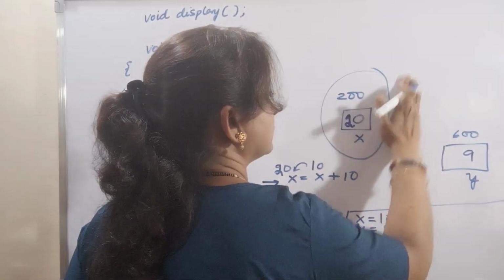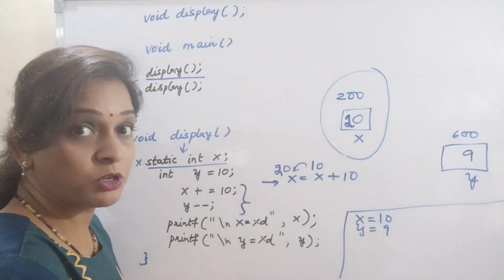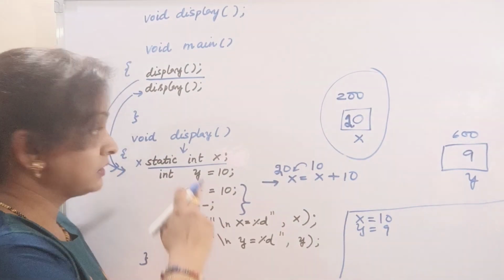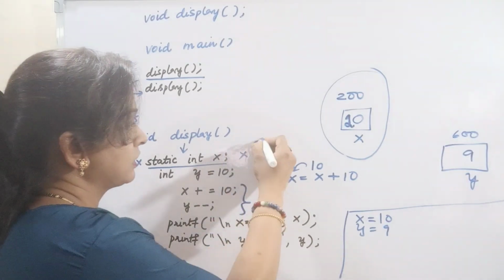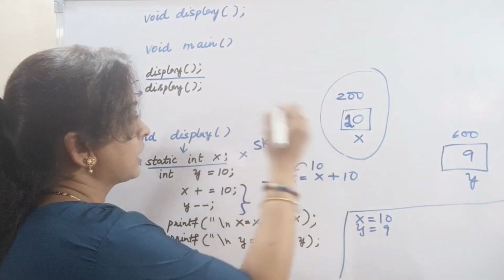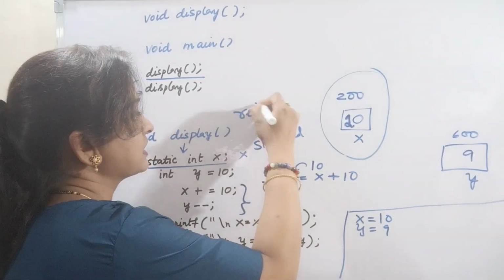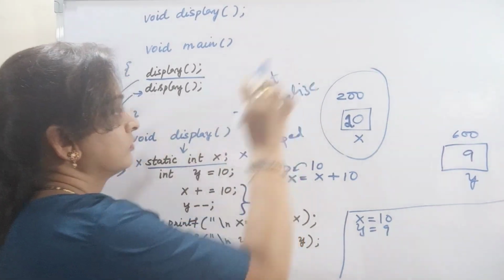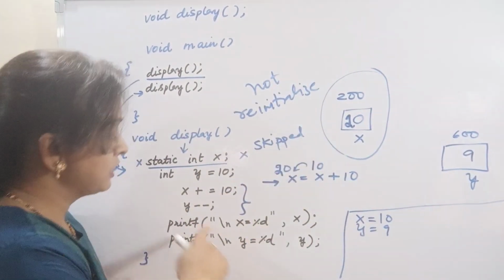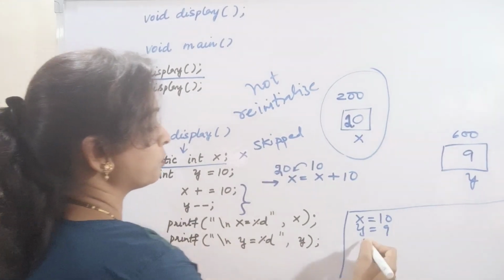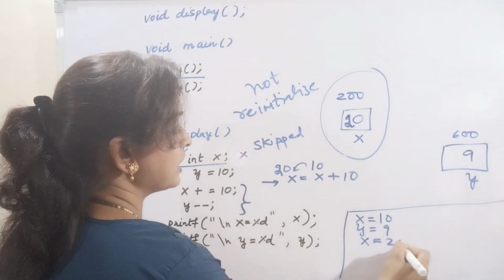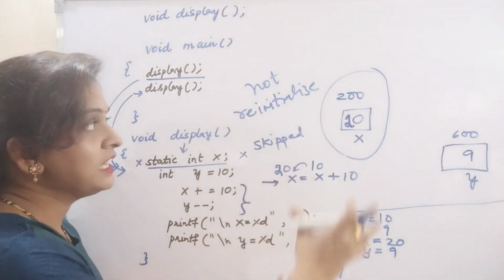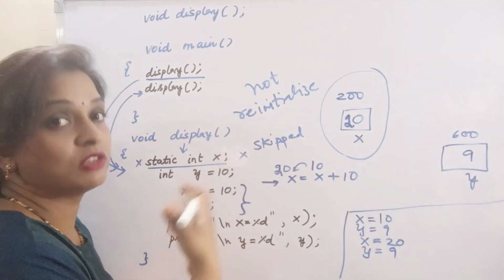This will not be there. This will be vanished. But x is not vanished because it's a static variable. y has vanished. Once again I enter the display function. This statement has been skipped because I should not reinitialize the static variable. So x is like that only. So y is 9. Now when I print x, it is 20, and when I print y, it is 9. So the lifetime of the static variable is throughout the program.